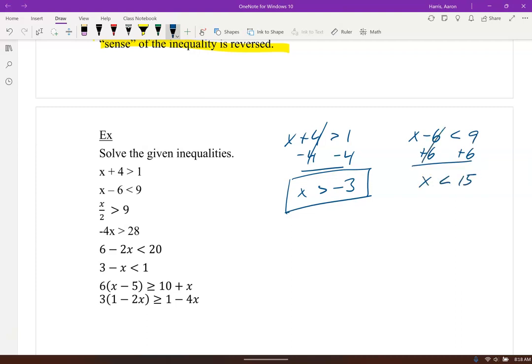Let's go ahead and graph these two just for fun here. x is greater than negative 3 means it's all values greater than negative 3, but I'm not including the negative 3. That's why it's open. So anything greater than negative 3 is a solution. Let's do this. x is less than 15.